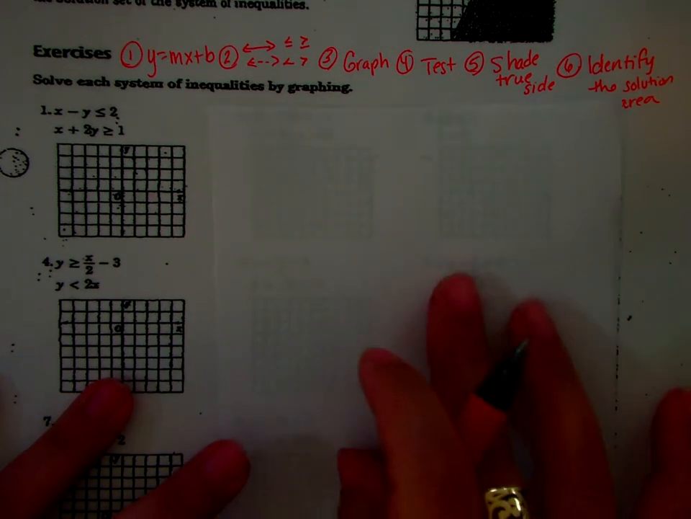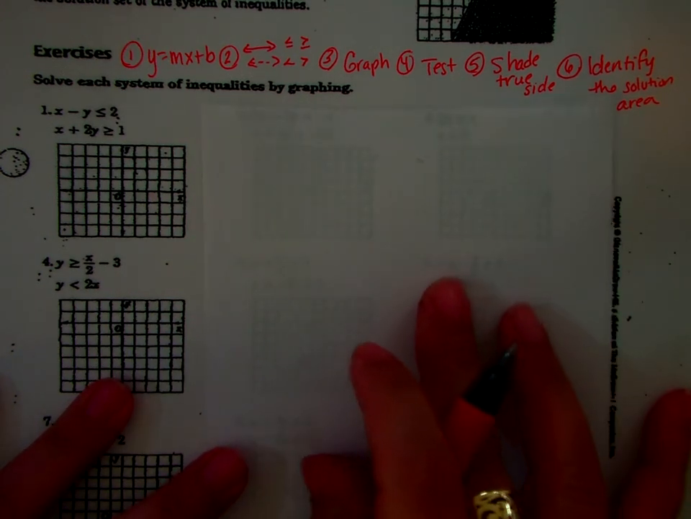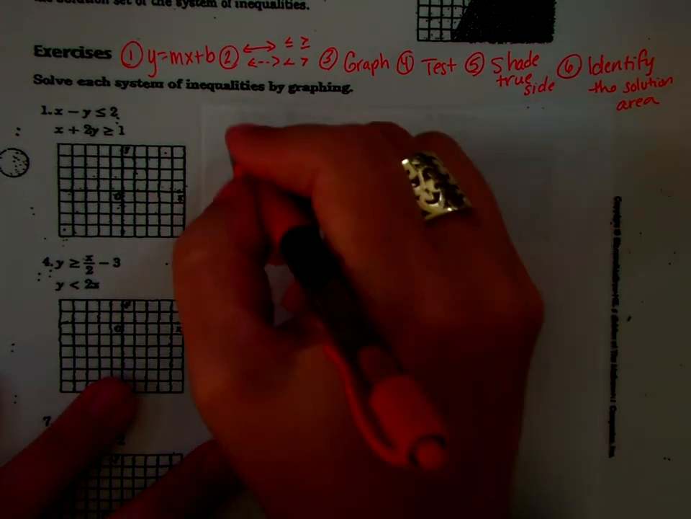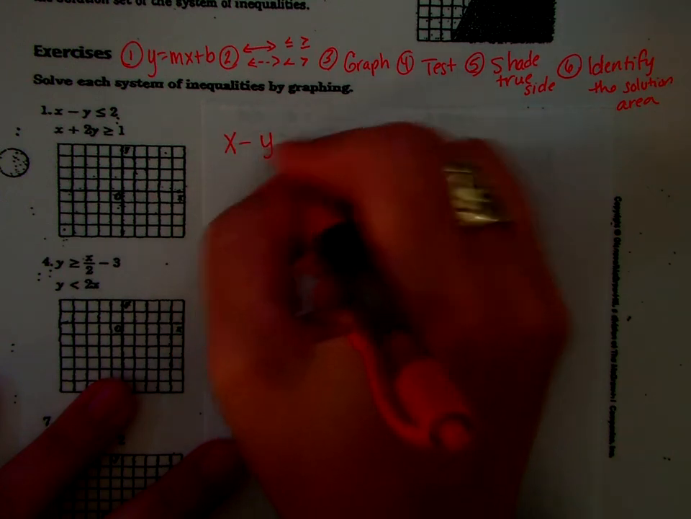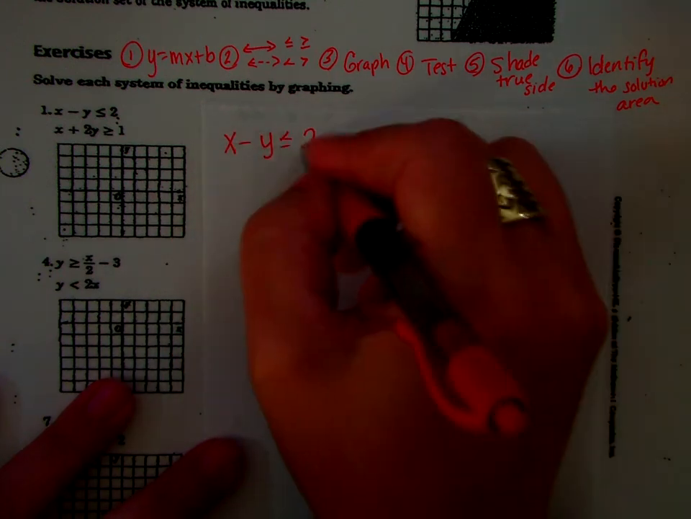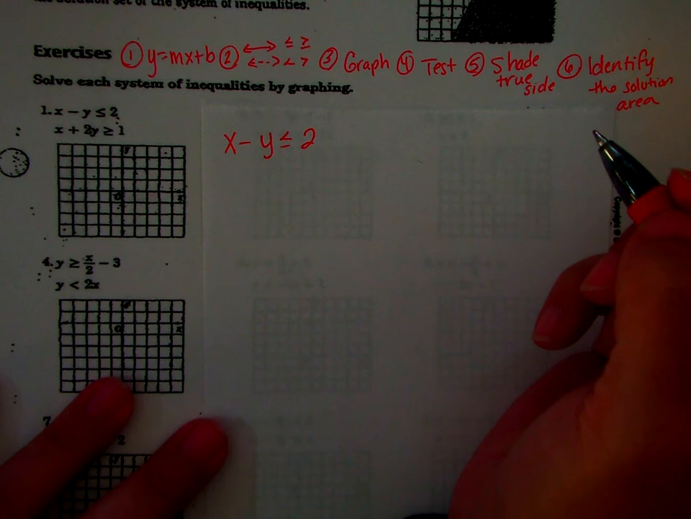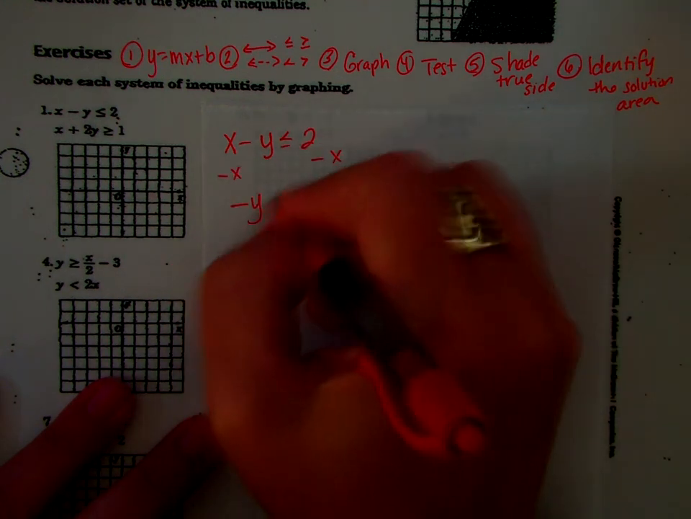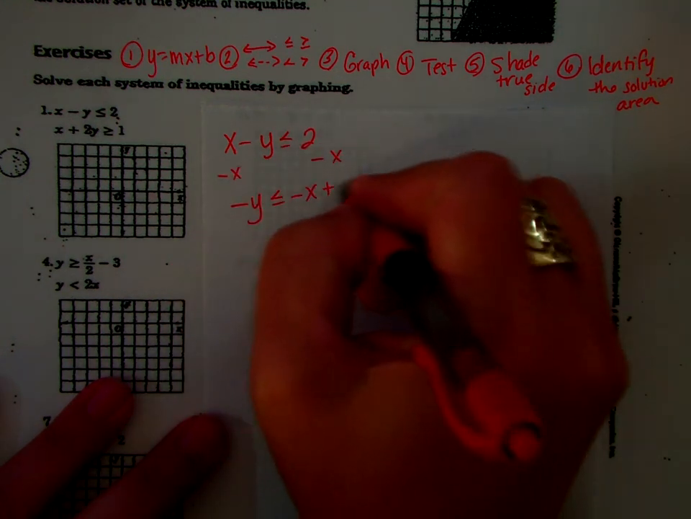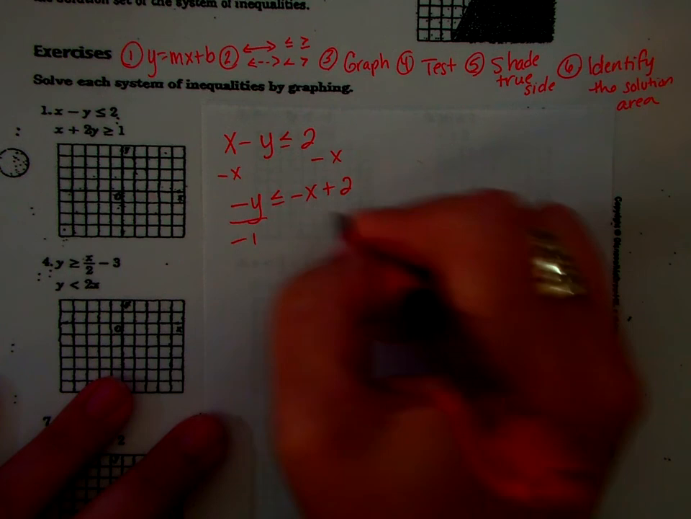So I'm going to do number 1, and I'm just going to put it on this piece of paper. Let's look at our first inequality: x minus y is less than or equal to 2. I have to get it into y equals mx plus b form first. So I'm going to move my x to the other side. Let's rewrite this. I'm going to divide by a -1.